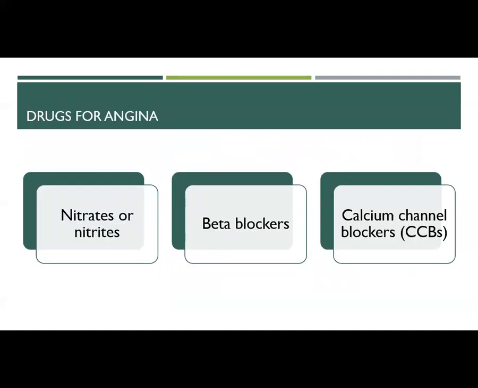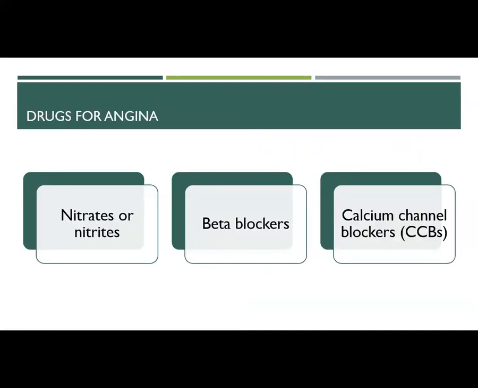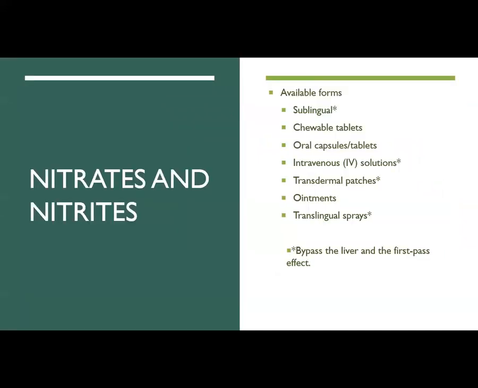So these are our drugs for angina. You've got our nitrates, beta blockers, and calcium channel blockers. I'm going to focus on our nitrates because we talked about these other two previously. Our nitrates are available in all kinds of forms. You've got sublingual, chewable, oral, IV, transdermal, ointments, and translingual. All the ones that have a little star next to them bypass the liver first-pass effect.